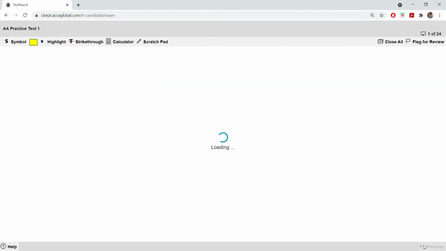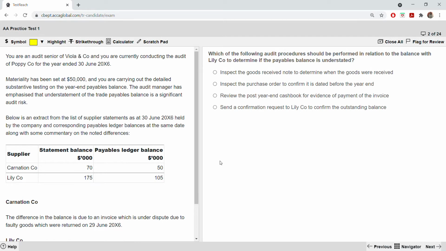Next, question number 2. Same case study. Definitely I don't have to read it again. Which of the following audit procedures should be performed in relation to the balance with Lily, to determine if the payable balance is understated? Now there are so many audit procedures and you have to know those audit procedures. You will be going through them when you are studying audit and assurance. For this, what should you do?